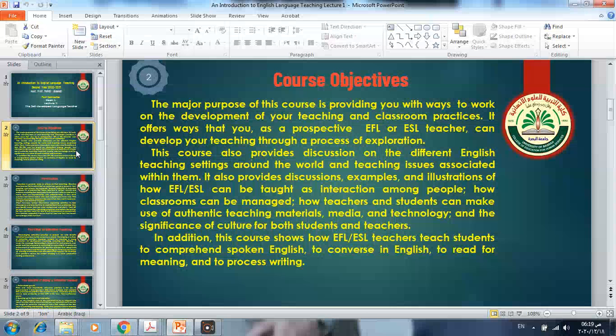And of course, we also need to know about the significance of culture for both the students and teachers. So these students should know about the culture of the language they are studying. They should know everything about the culture. They should know about the literature of the language they are learning. They know about fine arts.